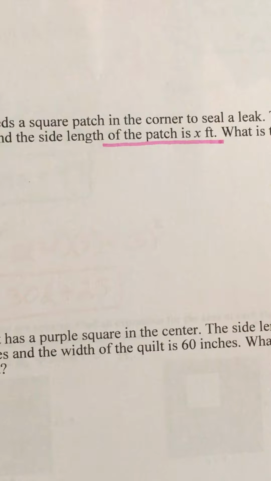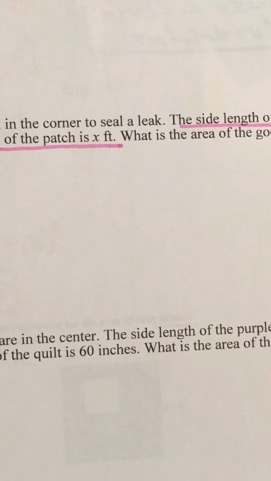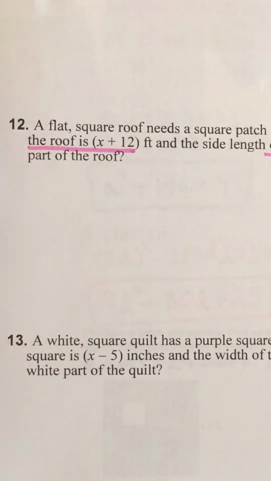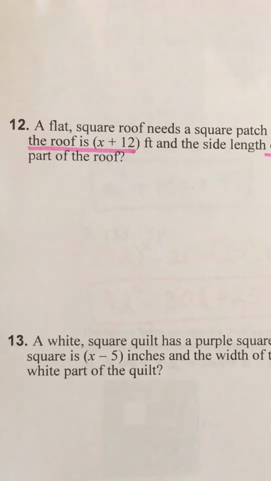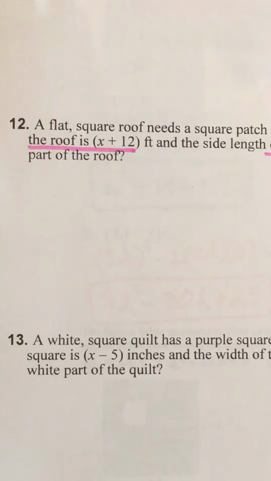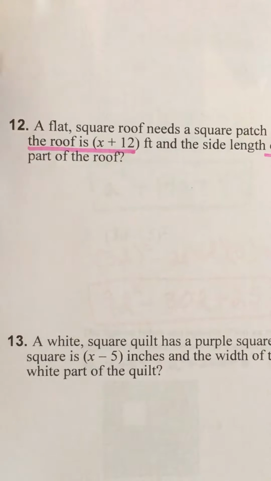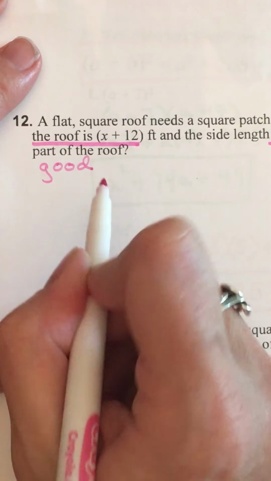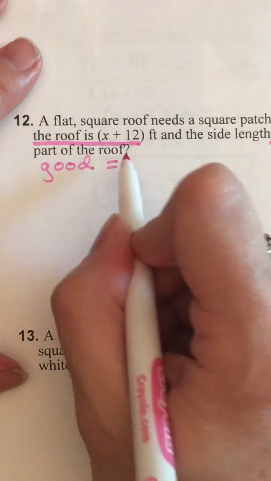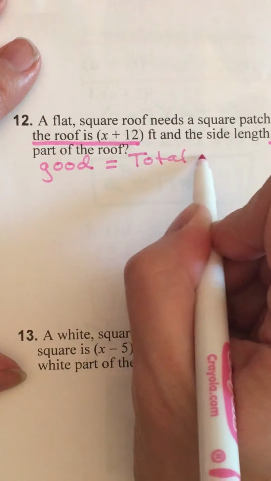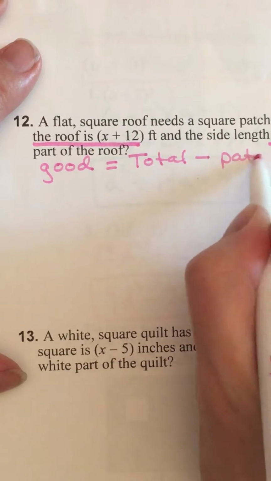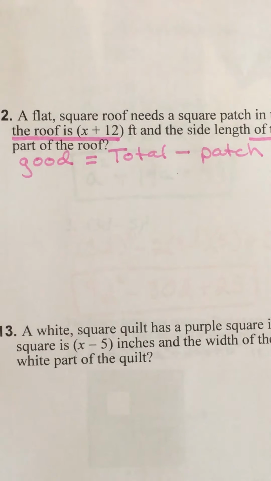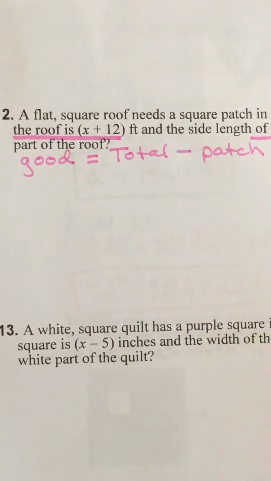What is the area for the good part of the roof? Well, let's see. The total roof minus the patch, it means that the rest of it is the good part of the roof. So let's write that down. So good equals the total minus the patch. That looks kind of familiar, doesn't it? Like the example we did on number 10. Great. So this should be pretty easy.